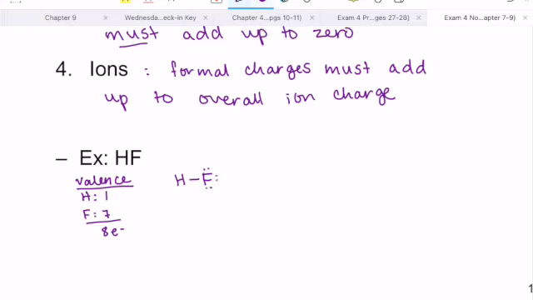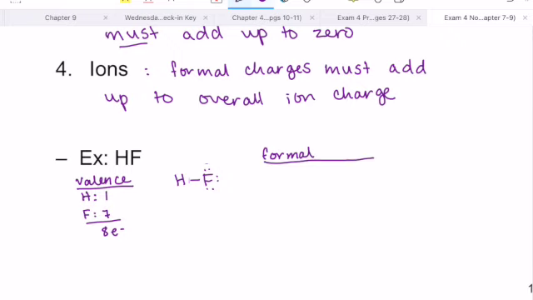All right, let's check if we have octets. So fluorine has 2, 4, 6, 8. Good. We're happy with that. And hydrogen has 2. Happy with that. All right, so good. We followed all of our rules. So now our next job is to check our formal charges.